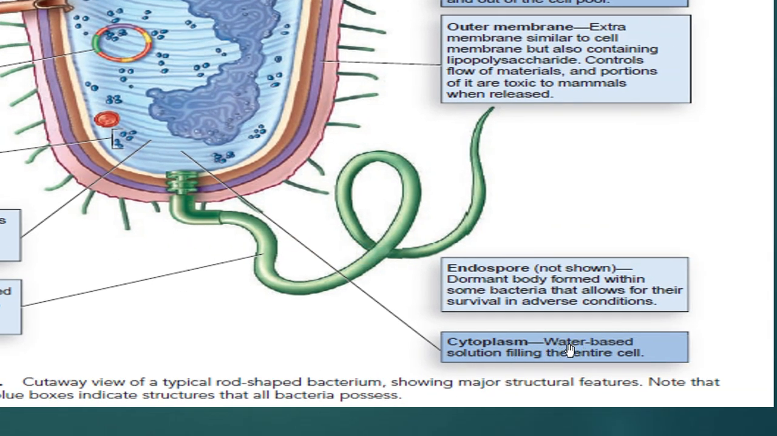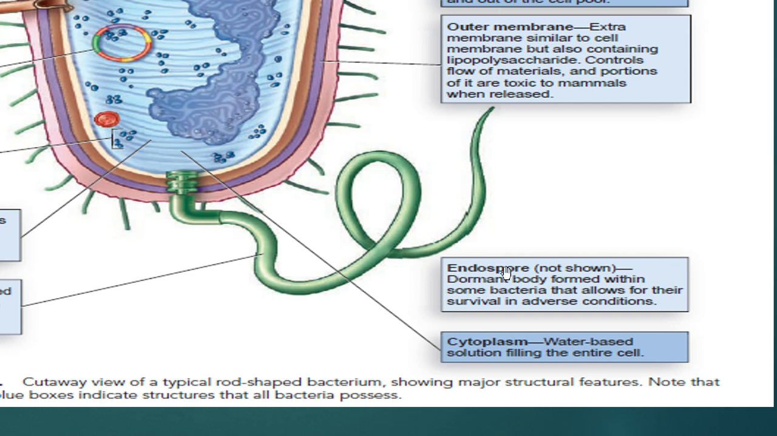Next one is the cytoplasm. It is the water-based solution filling the entire cell. So this is the cytoplasm. And the endospore. So what is an endospore? It is a dormant body formed within some bacteria that allows for their survival in adverse conditions. Suppose some bacteria are placed in a 75 degree Celsius environment or in a very dry environment. In that adverse condition, for their survival, bacteria go to their dormant state. Okay, that means they do not divide or reproduce. That time is called the dormant state.